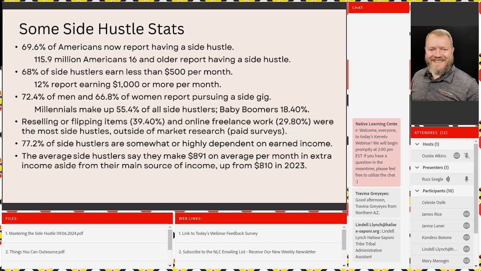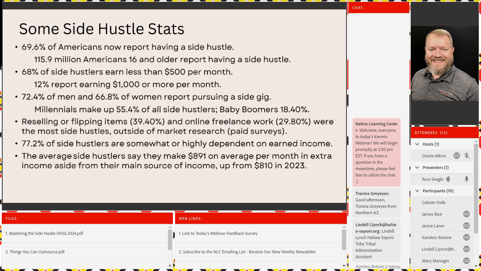77.2% of side hustlers are somewhat or highly dependent on earned income. Why? Because again, we're still reeling from economic conditions. We're still trying to pay down those credit cards that we ran up. And the average side hustler says they make $891 per month. Now, that's not insignificant. That's pretty good. And it's up from what it was last year at $810.